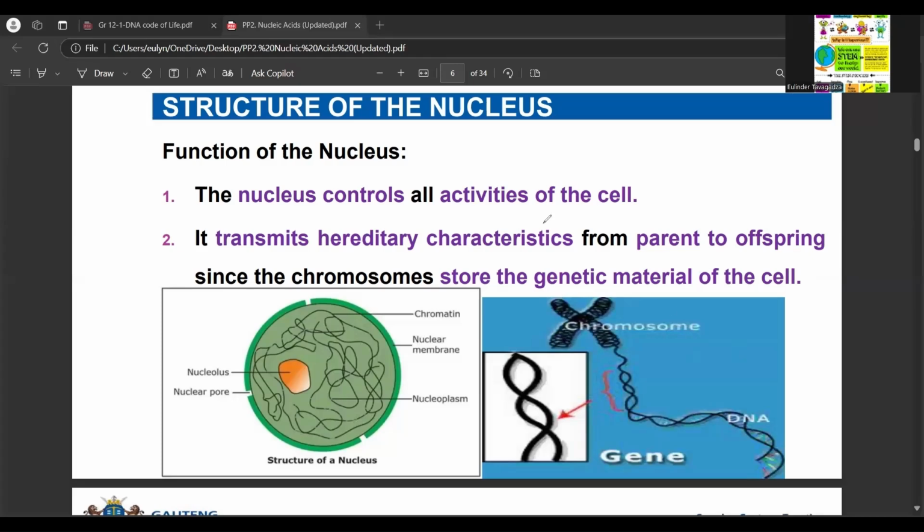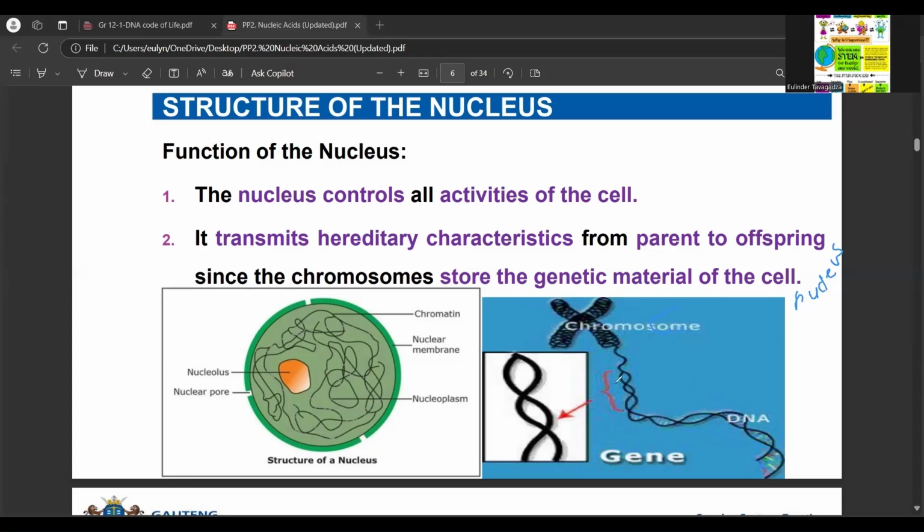So every living cell has the chromosome. It occurs in the nucleus of every living cell. So we find it in the nucleus. That's why we're given the structure of the nucleus there on top. So what does the chromosome do? This one consists of a DNA molecule.